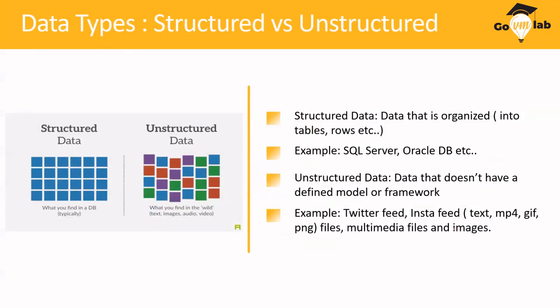Then we talk about the data types, right? So we talk about the data. That's what we need storage for, right? Why do we need storage? We need storage to save and store my data. But then what kind of data is it, right? So majorly we classify data as structured data or unstructured data, right? Now, what is the difference between structured data and unstructured data?